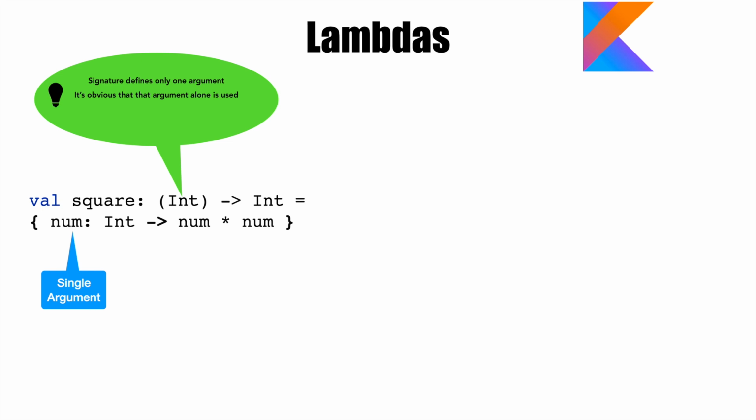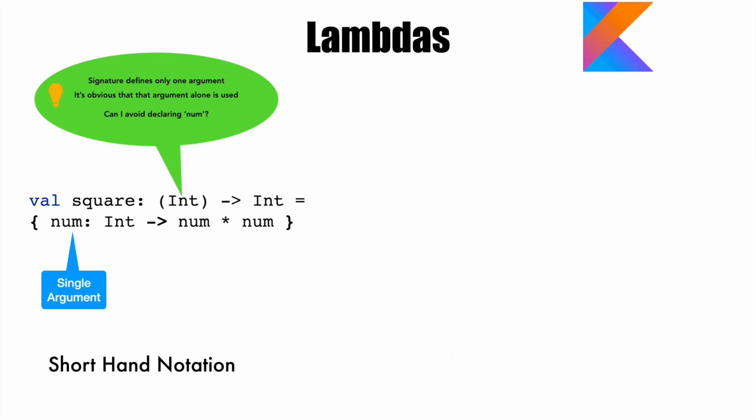Now, you may think, if that is the case, can I avoid declaring num as an argument in the parameter declaration and using it twice in the body of the lambda? Well, you can do that, and that is what the shorthand notation of writing a lambda is. We use something called it instead of num. We will have a look at that in the later part of the video.